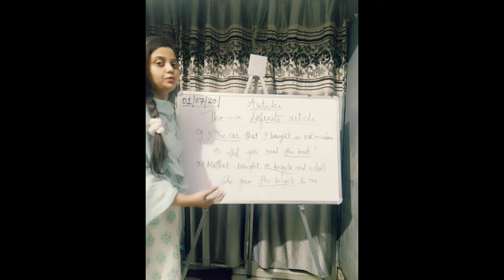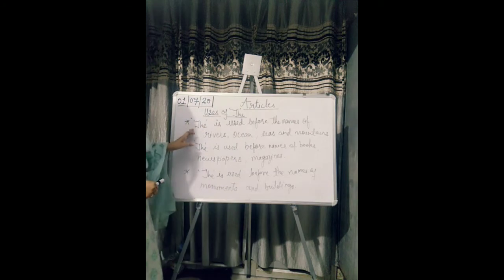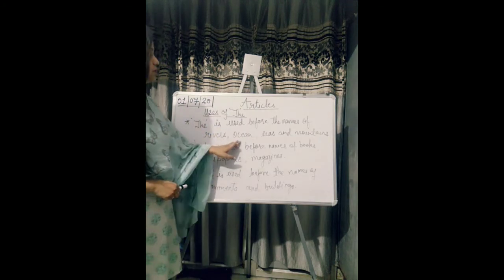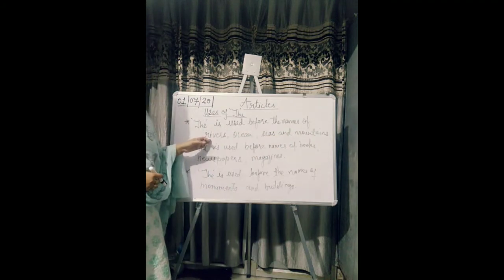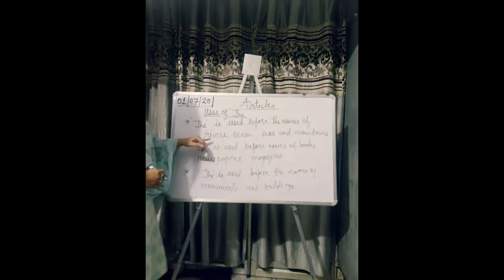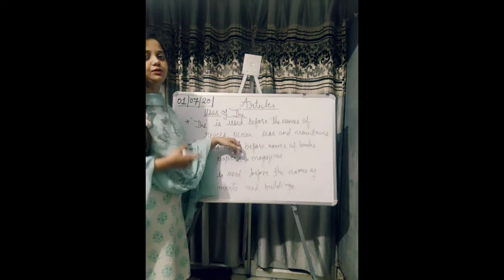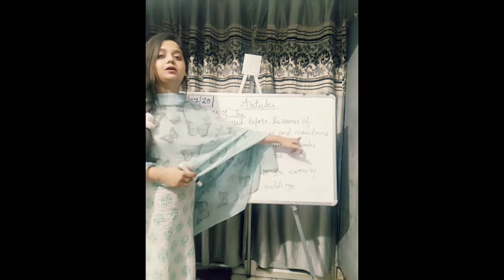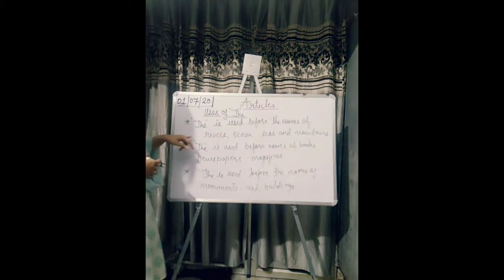Let's see some more uses of "the". First one is, "the" is used before the names of rivers, oceans, seas, and mountains. Means before the name of any river, any ocean, any sea, or any mountain, we can use "the". For example, the Nile, the Ganga, the Pacific Ocean, the Indian Ocean, the Arabian Sea, the Himalayas, the Everest, right? We use "the" before these.